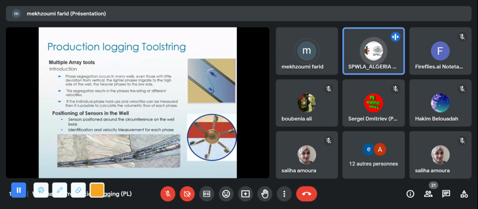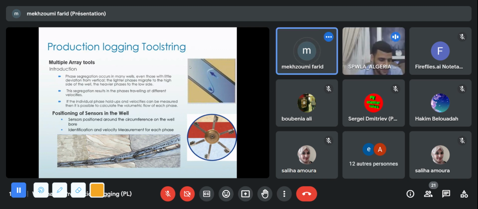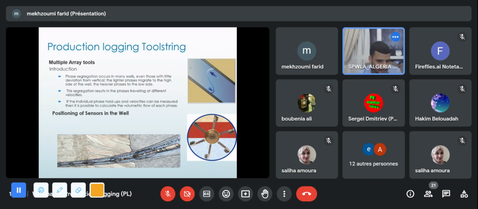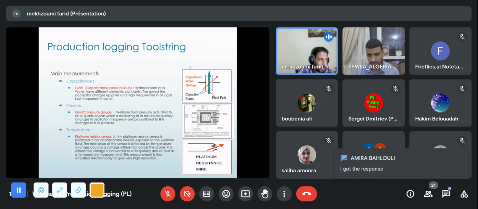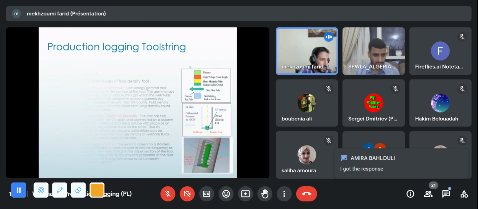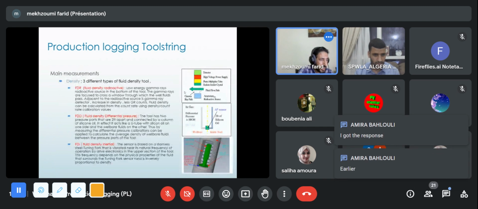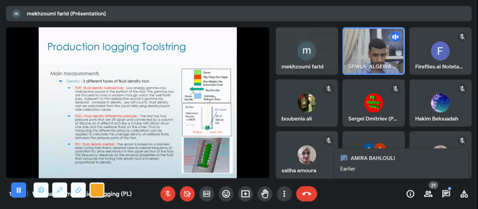Fair enough. The other question is from Amira, and she's asking, do we need a gamma ray for this type of density? I believe she is talking about the density from the radioactive nuclear source. No, it's the tool itself, it's measuring the gamma ray. We don't need a gamma ray sensor. We have the gamma ray detector in the tool itself, but it's not natural gamma ray.